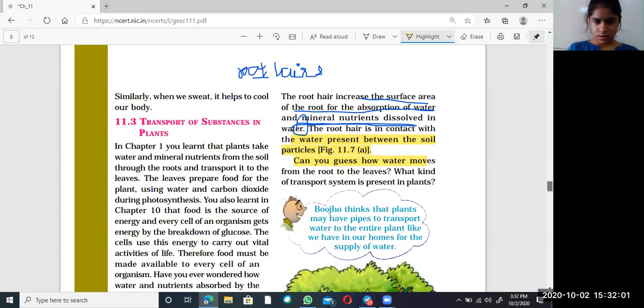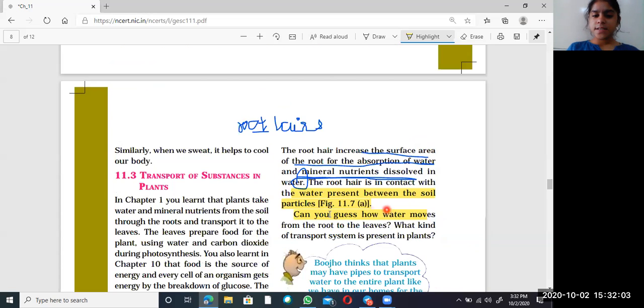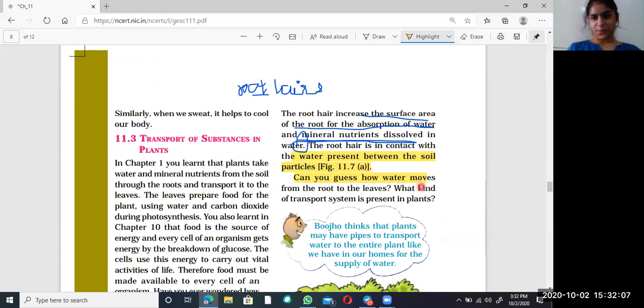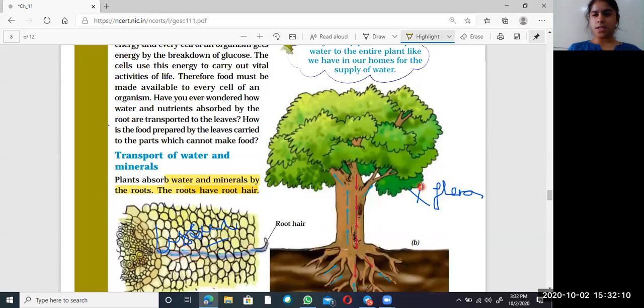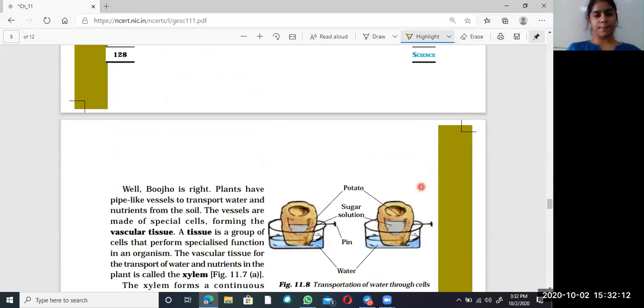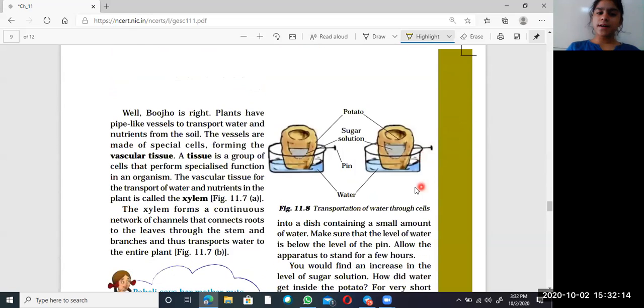Any guesses? Yes. It is because of the transport system in plants. Let me tell you now. Plants have certain types of tissues present in them, which are also known as vascular tissues.